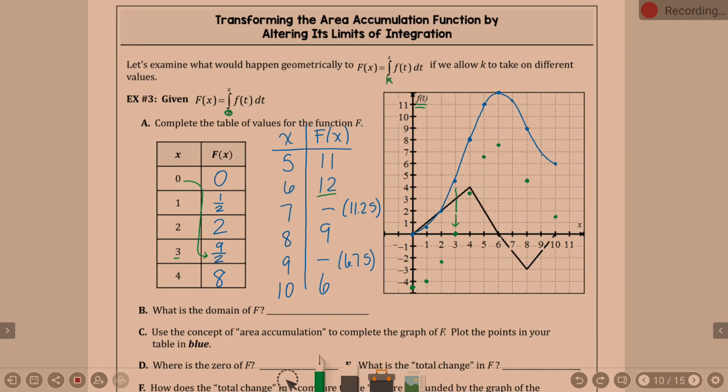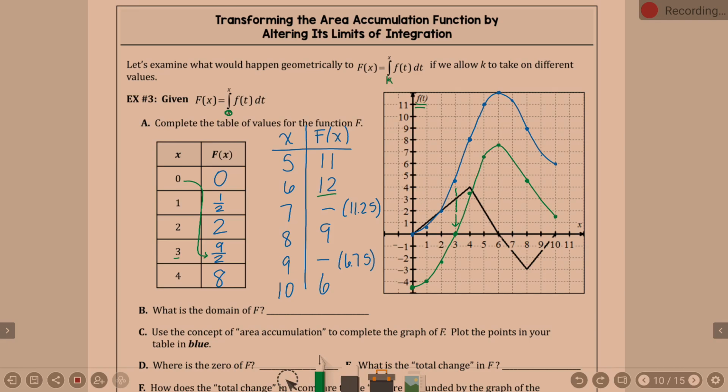When I connect these, what do you notice? The shape is the same. Now I believe, I almost forgot there for a moment, at the top of the next page we have a few follow-up questions, still on the same problem. They ask us to describe the relationship between all F of x, where it's the integral from k to x of f of t dt, as k takes on different values.